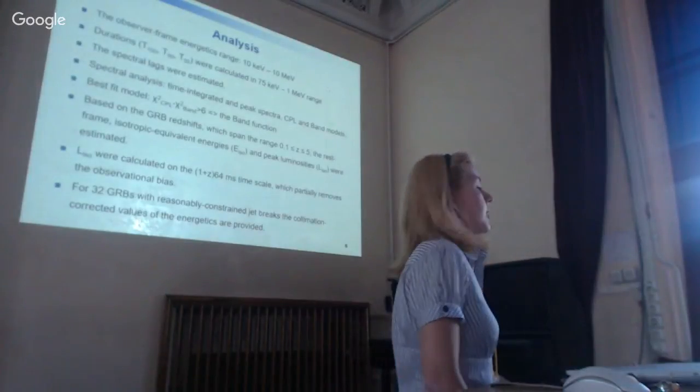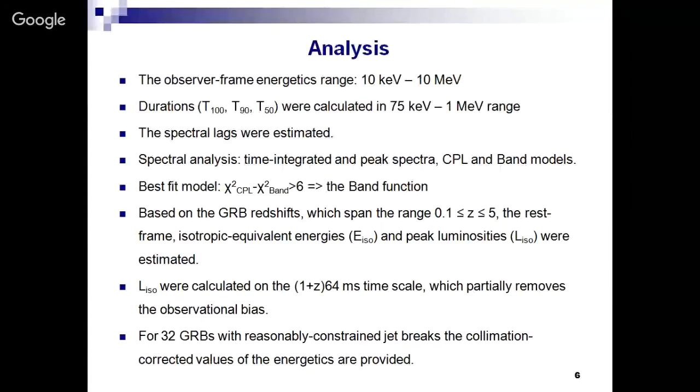Performing the analysis, we first made the temporal analysis. We measured the durations in this energy range and the spectral lags. After that, we performed the spectral analysis of two types of spectra: the time-integrated fluence spectra and the peak spectra corresponding to the peak count rate. We fit the spectra with two popular models, the cutoff power law and the Band model. Based on the difference of chi squared, we define the best model.